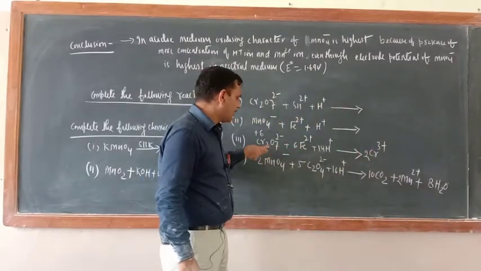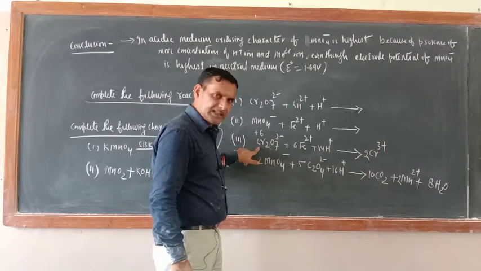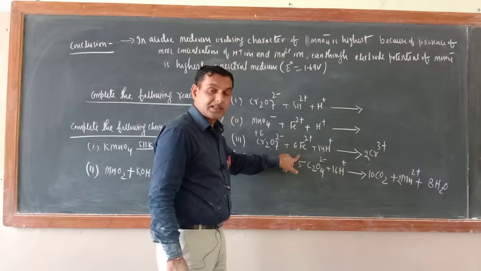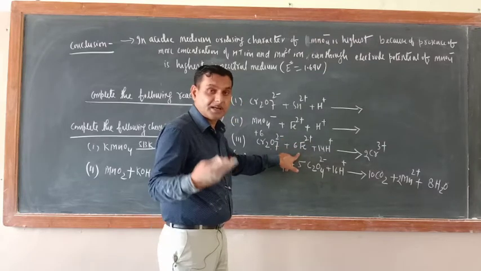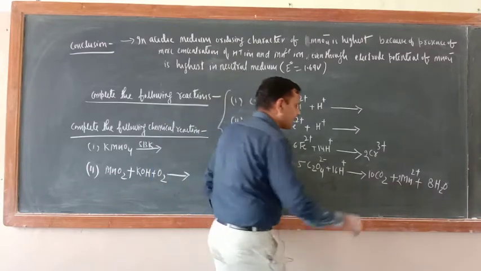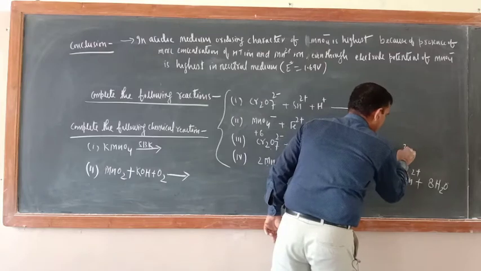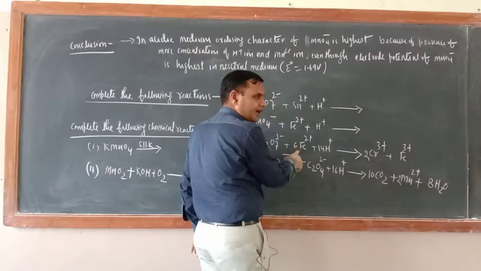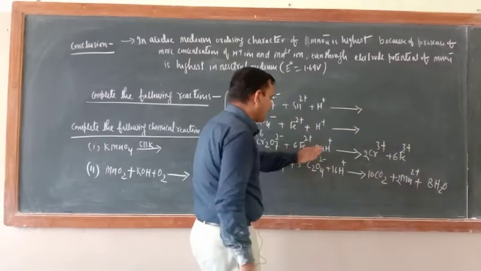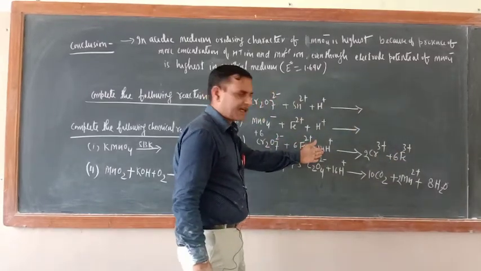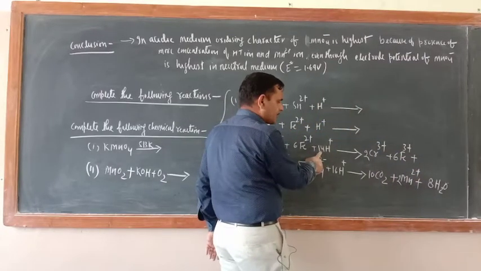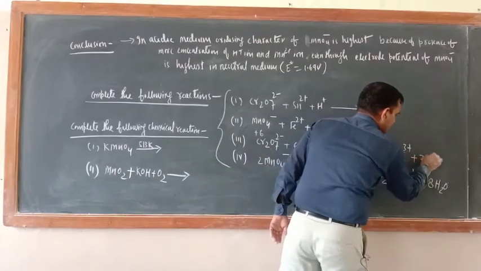Now Cr2O7 2- is the oxidizing agent, that is why it is undergoing reduction. Fe2+ is the reducing agent, so it must undergo oxidation. What is the oxidation product of Fe2+? Fe3+. How many Fe2+ are there? 6. So write here 6 Fe3+. Now this reaction is also taking place in acidic medium. So how many H+ are there? 14. And here 7H2O.